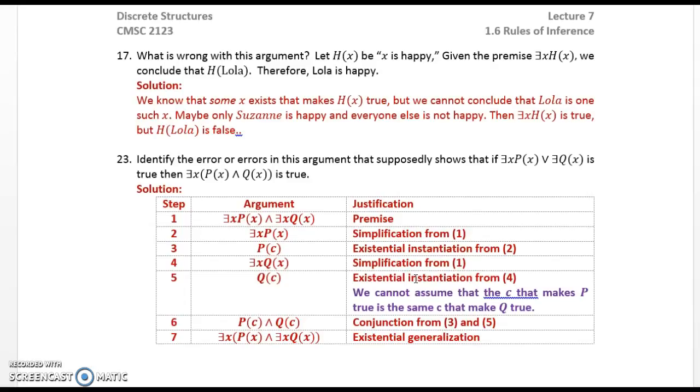17. What is wrong with the argument? Let H of x be x is happy. Given the premise, there exists x, H of x, we conclude that H of Lola, therefore Lola is happy. We know that some x exists that makes H of x true, but we cannot conclude that Lola is one such x. Maybe only Suzanne is happy and everyone else is not happy. Then there exists x, H of x is true, but H of Lola is false.